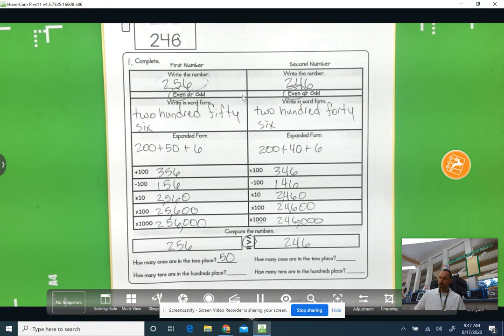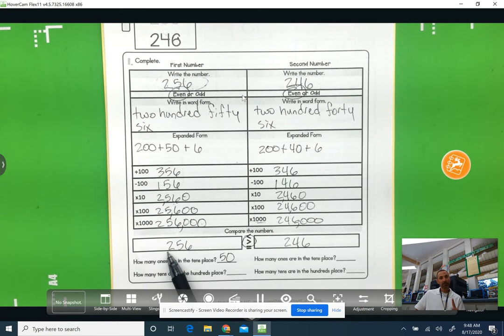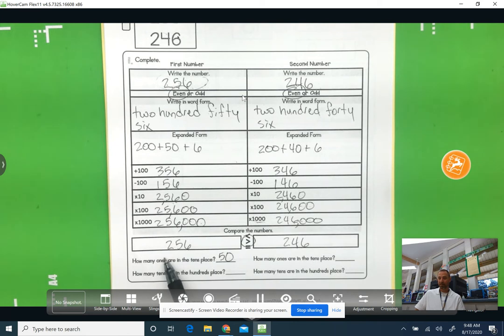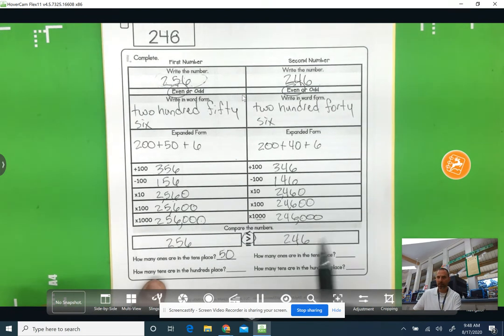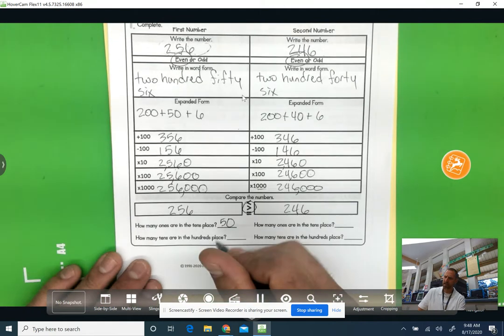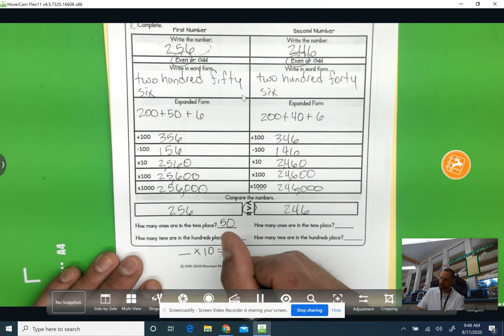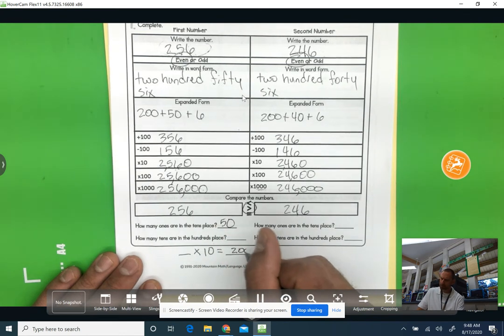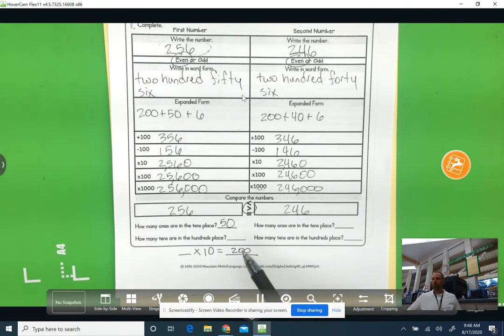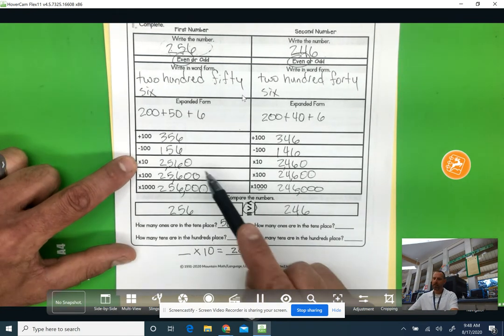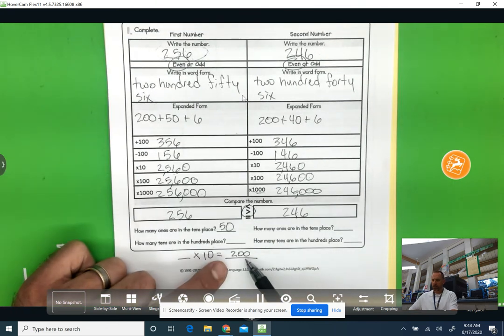How many tens are in the hundreds place? Well, yes, there is a 2 in the hundreds place. But before we can figure out how many tens are in the hundreds place, we have to figure out the value of that 2 in the hundreds place, and it's 200. So how many tens are in the hundreds place is sort of like asking what number times 10 equals 200. And you know that for multiplying anything times 10, you need to add a 0 to it when you get the answer.